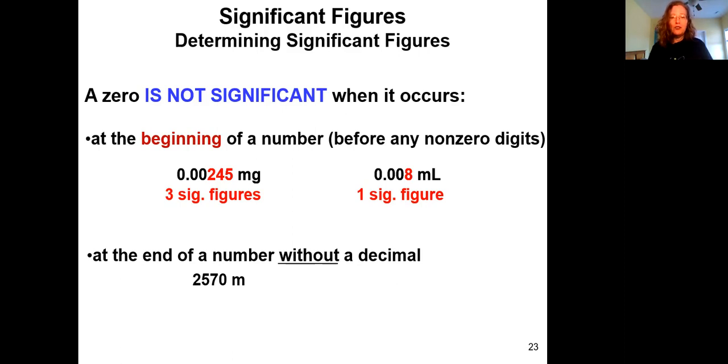The 0 is there to make sure that you're getting 2,570, not 257. This is when money really plays a role. I'm pretty sure you would not be happy with me if I only gave you $257 if I owed you $2,570. This number has only 3 significant figures because there were only 3 numbers and the 0 at the end was not significant because there's no decimal. How about this next one?